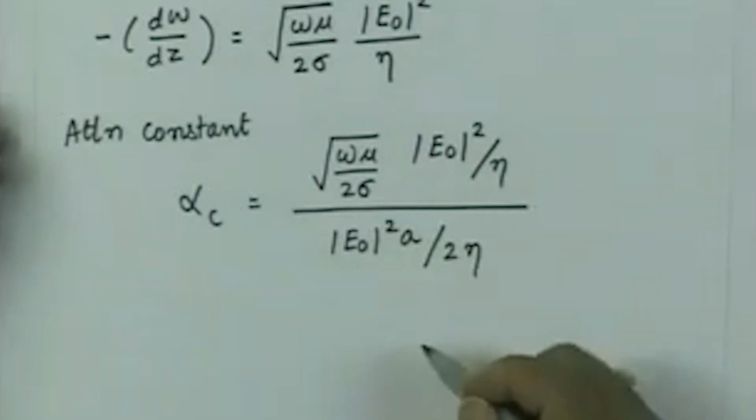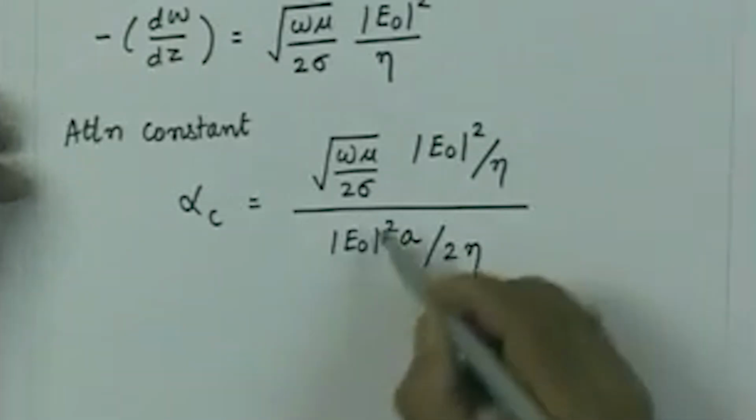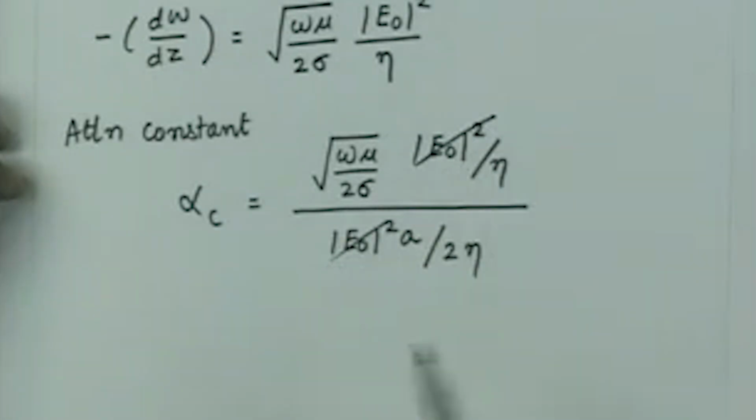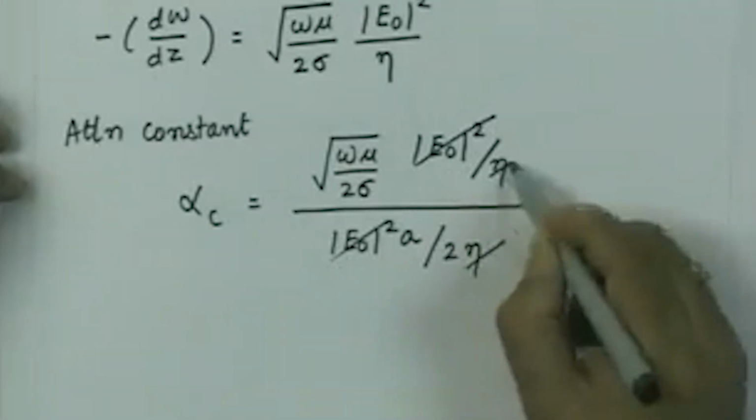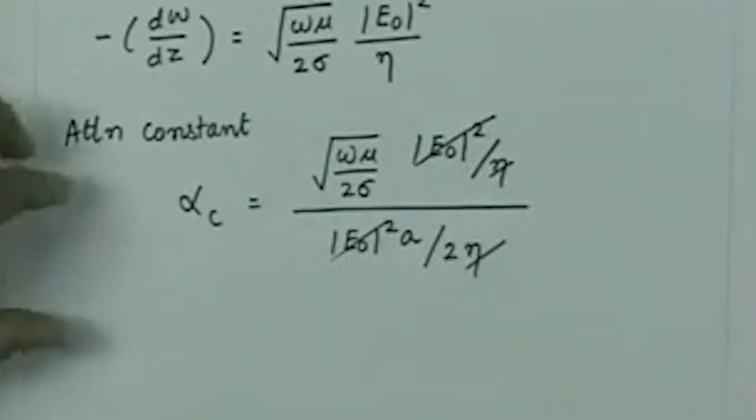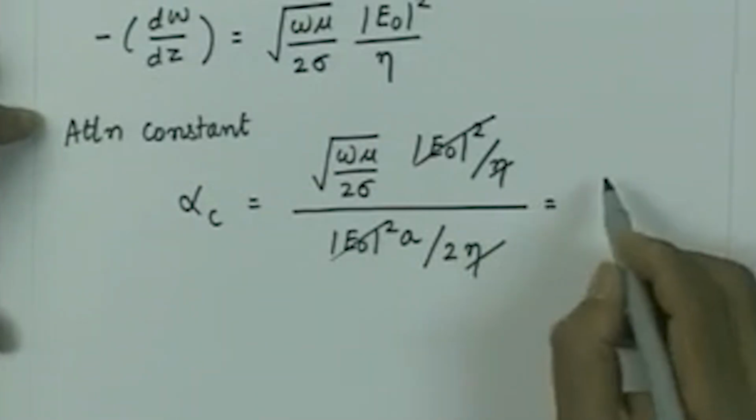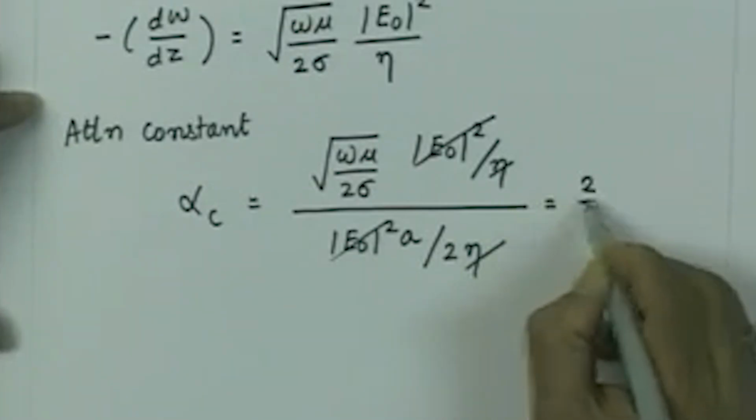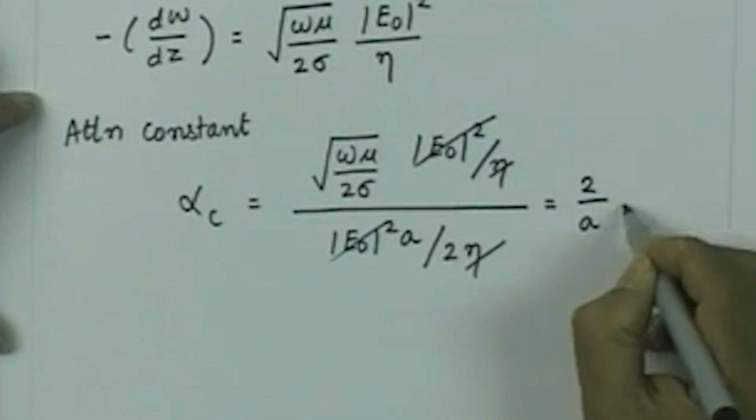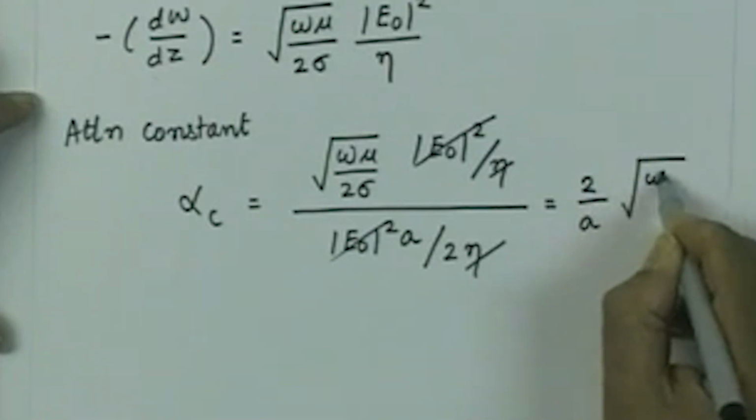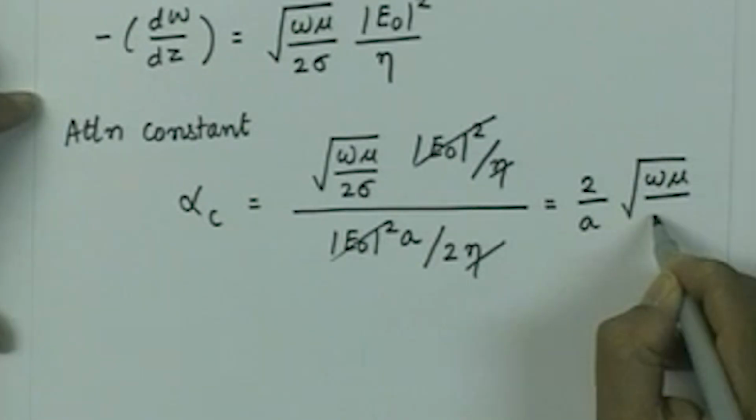The E0 squared will cancel, η will cancel. So, this quantity cancels with this, this cancels with that. So, you will get this equal to 2 upon a times the square root of ωμ upon 2σ.